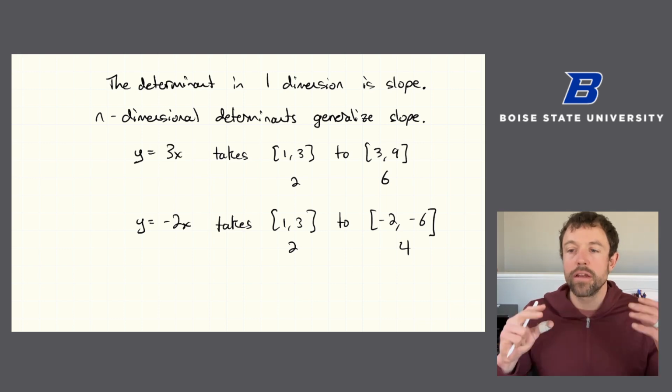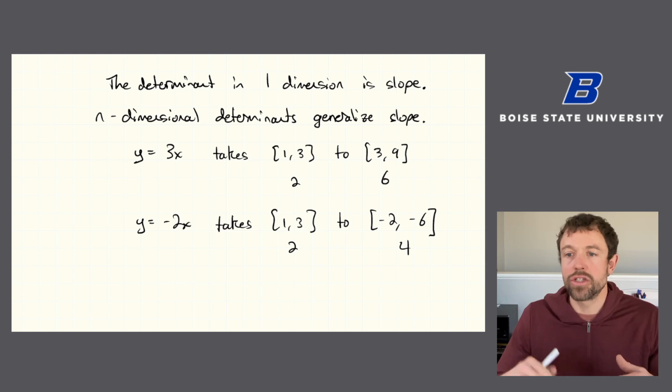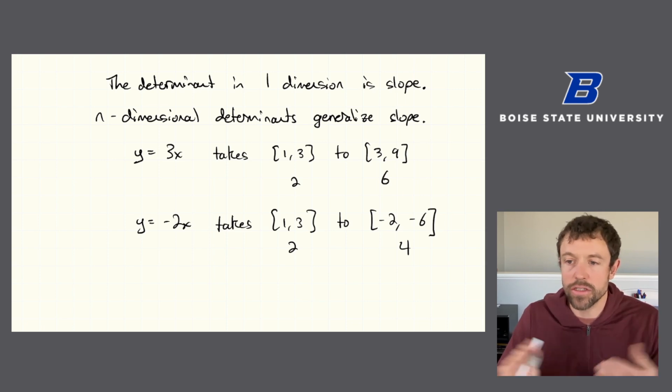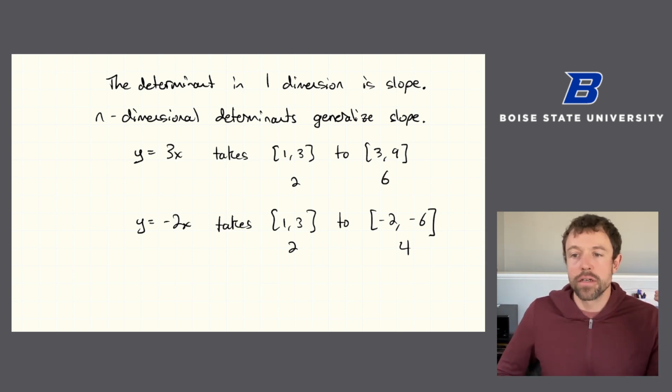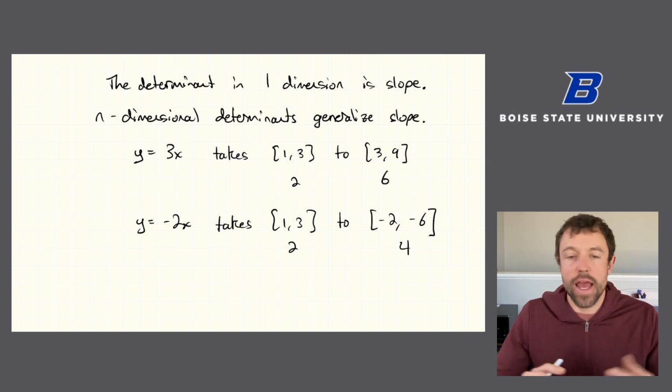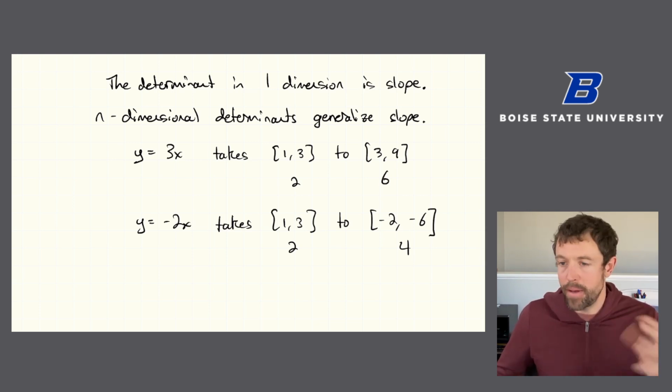So the determinant really is this generalization of slope. Slope tells us how much a linear function multiplies lengths by, because it changes all lengths by the same amount. That's the important property of it. And in higher dimensions, if we're going from the same dimension to the same dimension, a linear function changes all n volumes by the same multiple and maybe switches orientation, and that's what the determinant tells us.